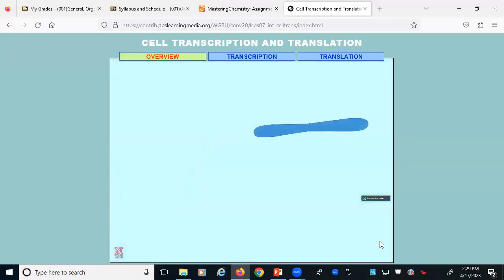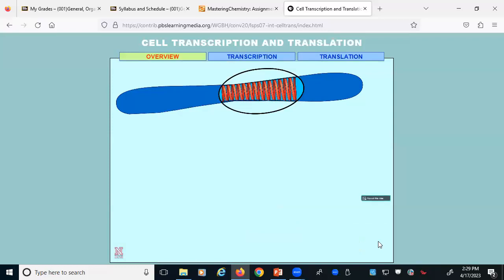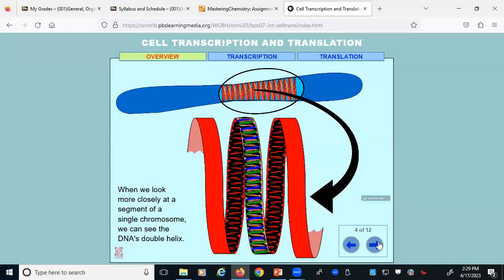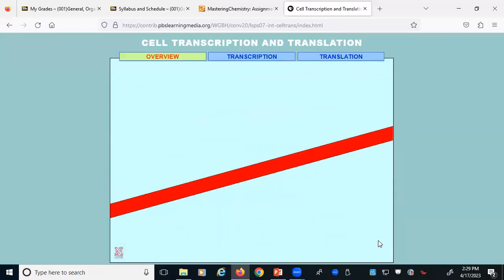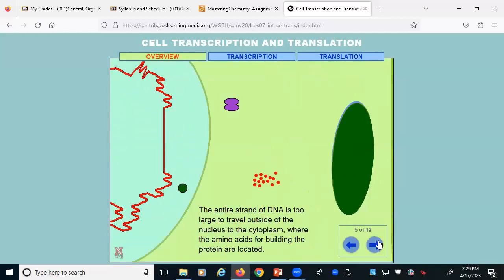And so if we're going to make proteins, we can't do it by having the chromosome leave the nucleus. What we have to do instead is have some way of the chromosome imparting its knowledge to the outside of the cell. And that's where these enzymes come in.